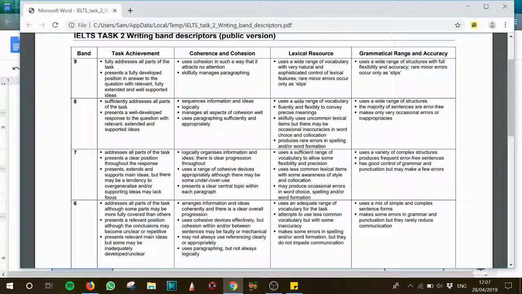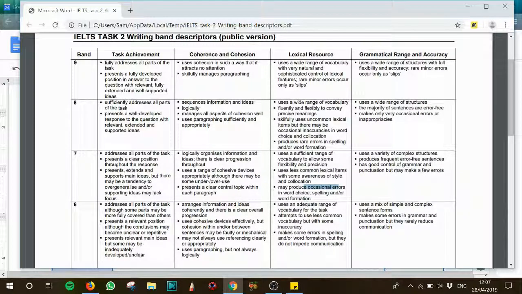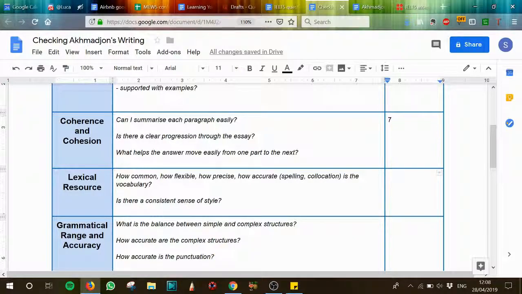And finally, "may produce occasional errors in word choice, spelling, or word formation." We see the word formation is generally good, the word choice is generally good, we're definitely on occasional errors. We have no errors for spelling, which makes me think that maybe there was a spell checker, but if not, then we're up in the rare errors for spelling and word formation, so band 8. So we have mostly parts of band 7, one or two parts of band 8. So that means that this is a high level 7 with some features of band 8 for lexical resource.